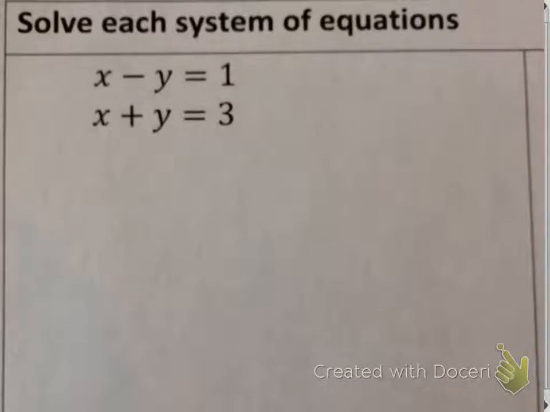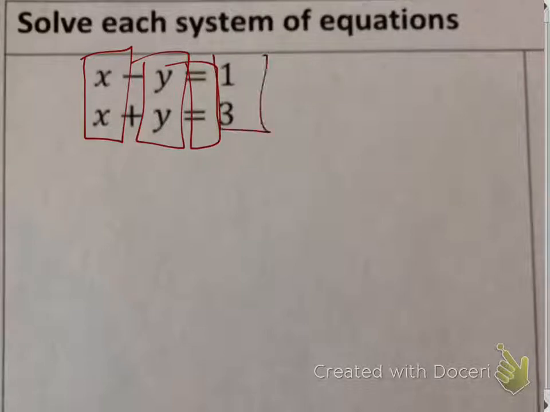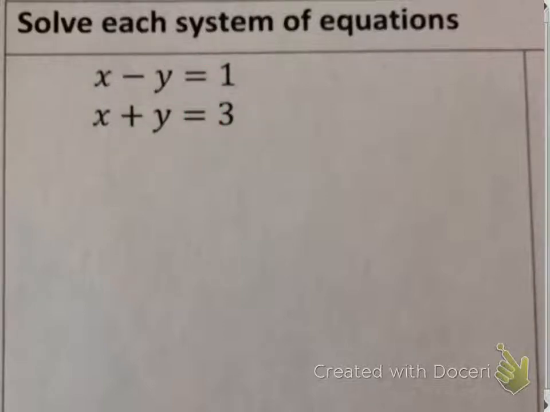If you look at this, I want you to notice that the x's are lined up, the y's are lined up, the equal signs are lined up, and then the constants, the numbers, are lined up. When everything's lined up top to bottom like that, this is the best time to use a method called the elimination method. Look at this for a minute and think: if I add these two equations straight down, will something cancel? Will one of the variables eliminate?